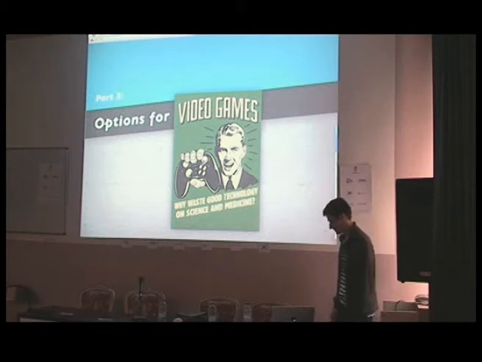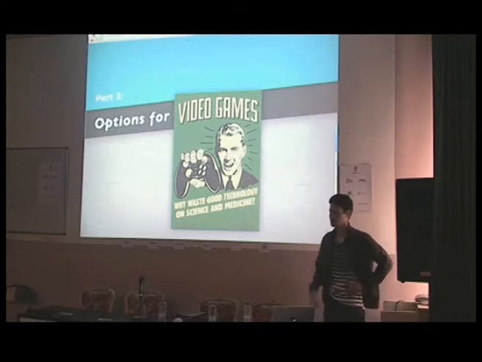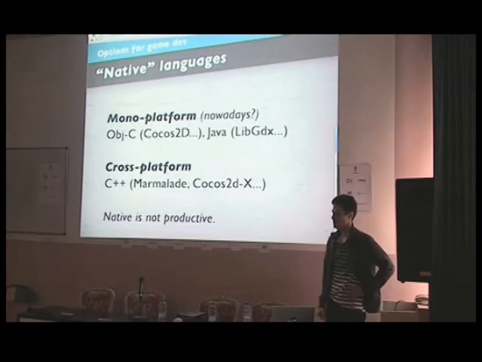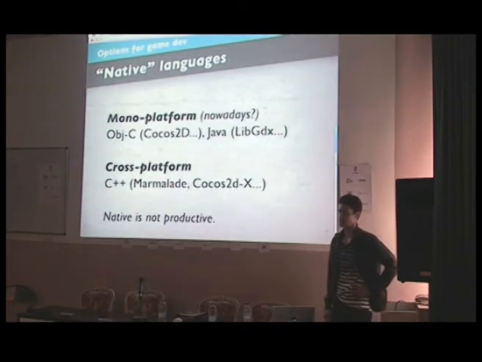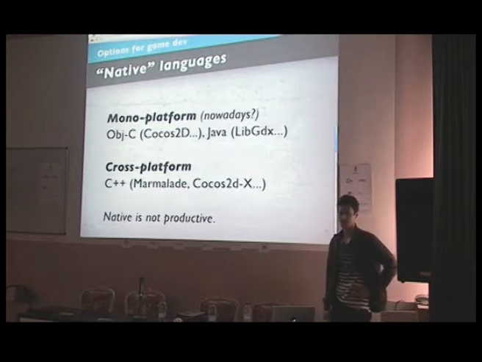So now, let's imagine that you want to make games. You do want to make games. So you've got the native option, where you go Objective-C, C++, either monoplatform. Seriously, who will go monoplatform nowadays? Or cross-platform? But it's C++, it's hardly hugely productive, even if it's the best in terms of performance.